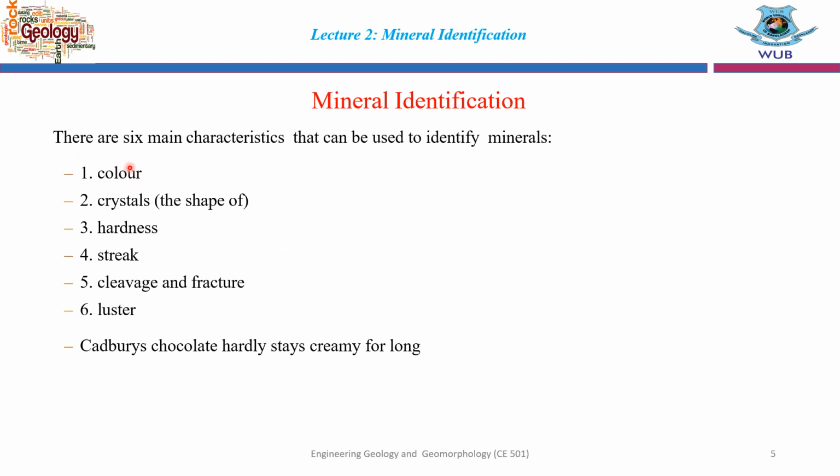Now there are six main characteristics that can be used to identify a mineral. One is color, another is crystal shape, hardness, streak, cleavage and fracture, and luster.